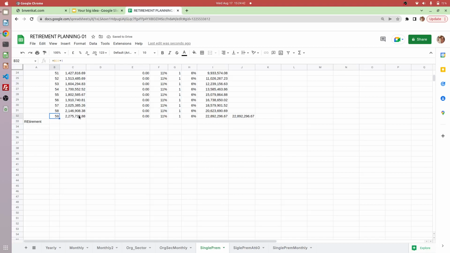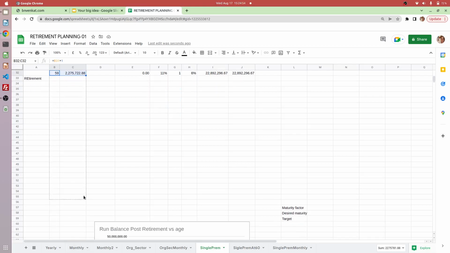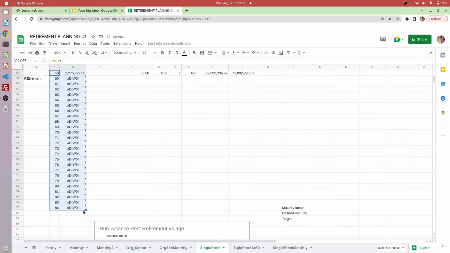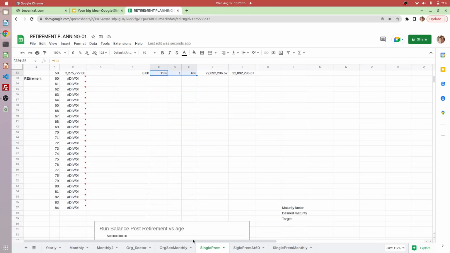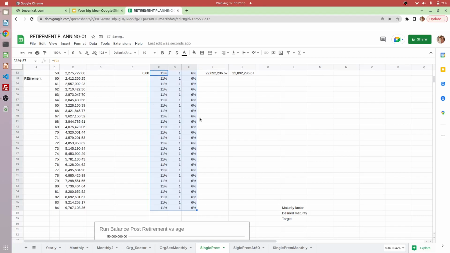It's equal to the figure, the expenses, and will continue. We get the prorated expenses at this place, and up to 84 years we continue. The division is 0 because other fields are not filled up. Let us fill up these fields. I'll continue at the same rate of return and same rate of inflation percentage.